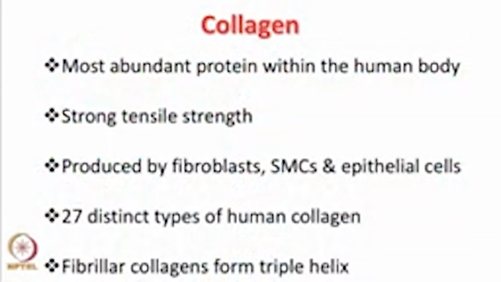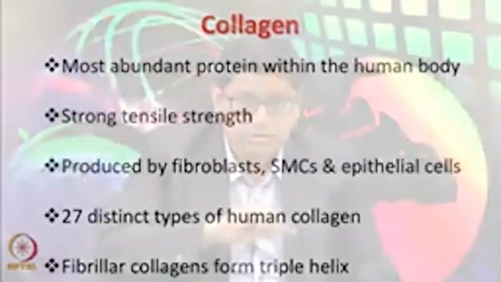There are several extracellular matrix proteins, and the basement membrane in particular has multiple of them arranged together, but we discussed collagen, which is the most abundant protein within our body and provides tensile strength to the tissues. It is again produced by fibroblasts, smooth muscle cells and epithelial cells, and there are multiple types of human collagen. Fibrillar collagens form a triple helical structure where three chains wrap around each other, giving you a banded pattern of periodicity 67 nanometers.